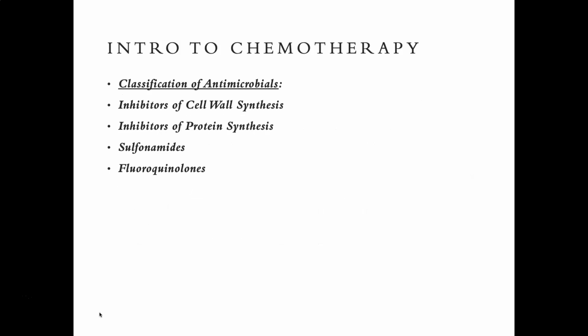All right, so classification of antimicrobials, there's four overall groups that our antimicrobials are going to fall into. Cell wall synthesis inhibitors, protein synthesis inhibitors, sulfonamides, and fluoroquinolones. Now, we're not going to get down into the weeds this week. We're not going to talk about exactly what is cell wall synthesis and what is protein synthesis. Pretty much, I think you can tell from the name that these drugs stop that synthesis from taking place either at the cell wall level or at the protein level. And that's really all you need to know.